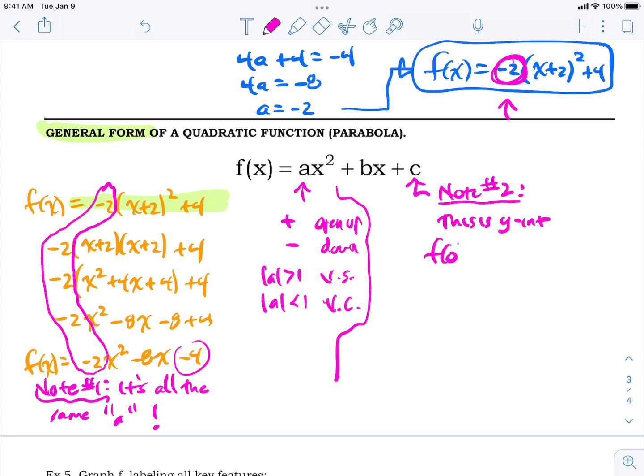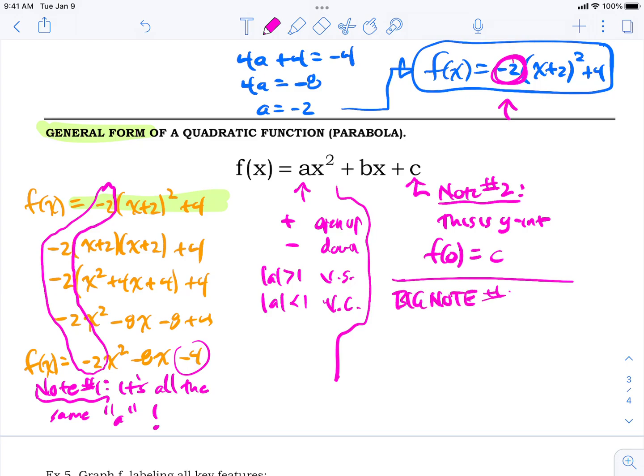When you plug in 0 for x, that goes away, that goes away. You really do get c. Okay, so that's the y-intercept. So that's kind of like a free piece of information at least. So the A has a real meaning. It's the same A. The C has a real meaning. It's the y-intercept. And now for the big note.